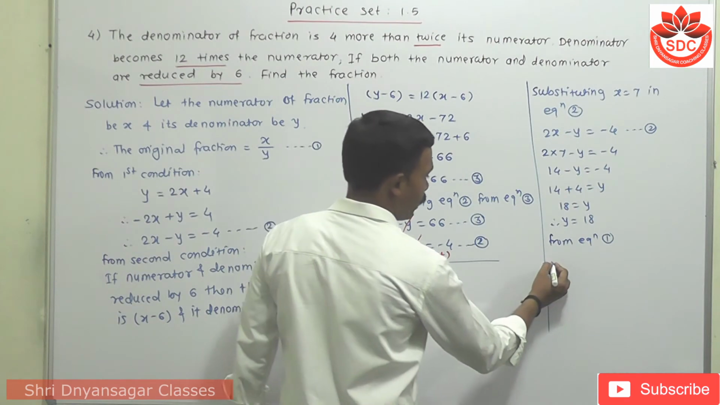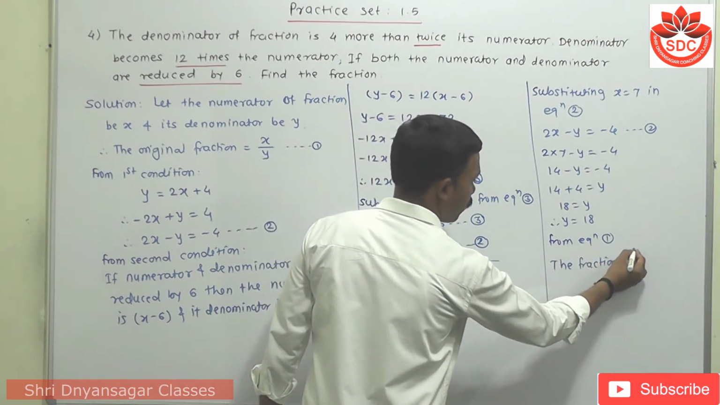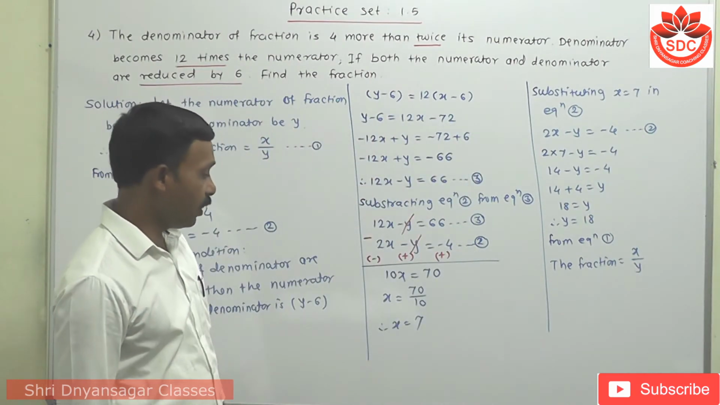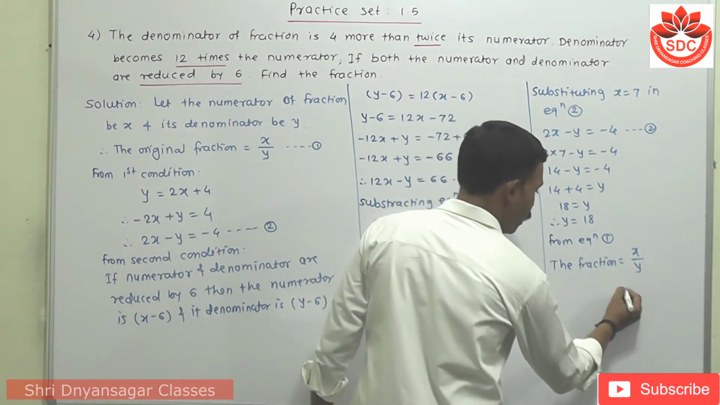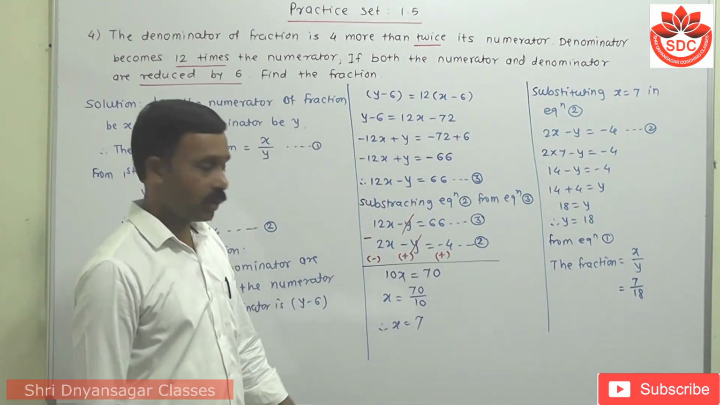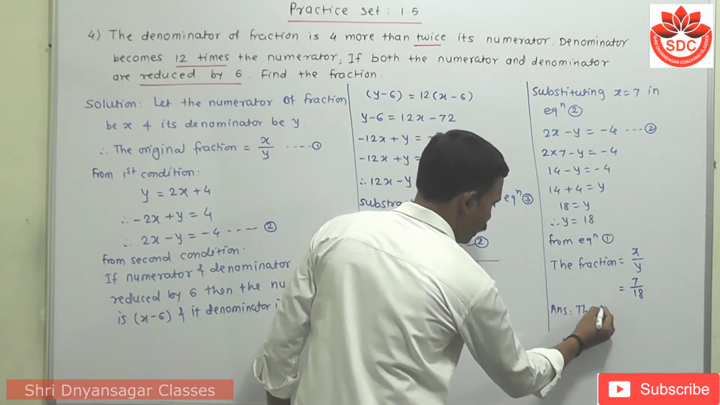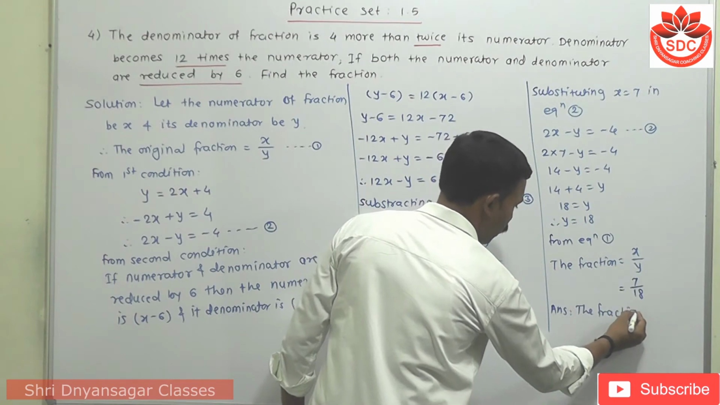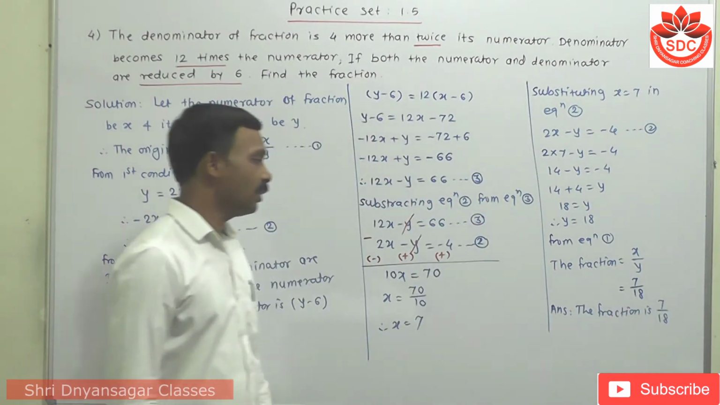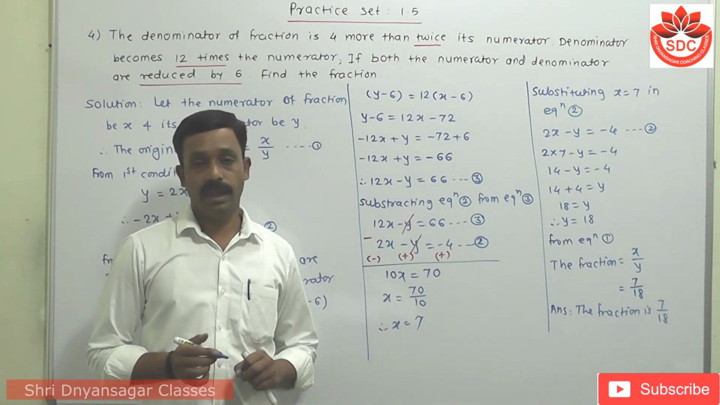The answer is the fraction is equal to x upon y. X upon y. So x is how much? 7 and y is 18. We cannot divide this number, so our answer is that the fraction is 7 upon 18. Can you understand this? Very important example, students.